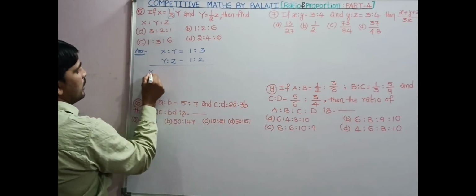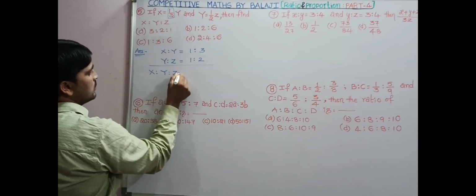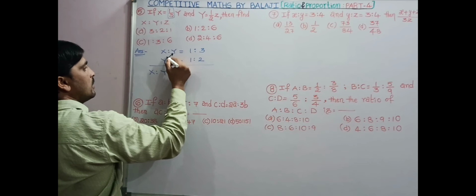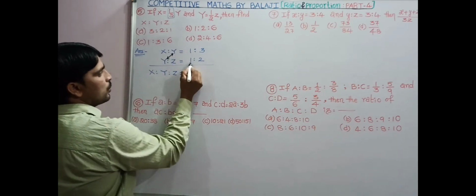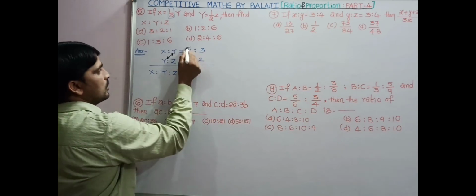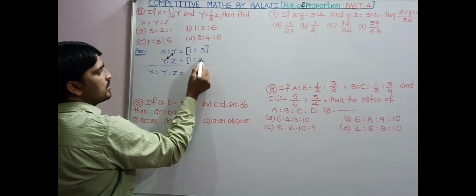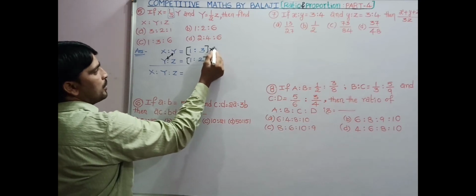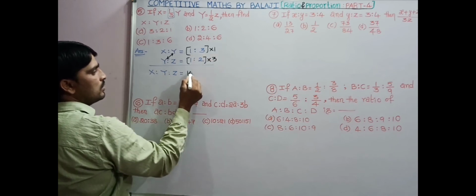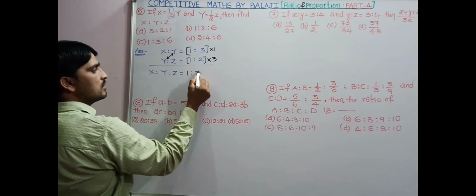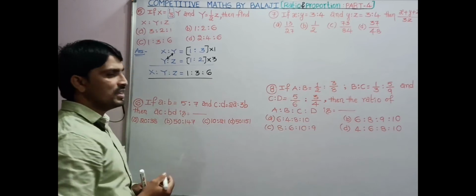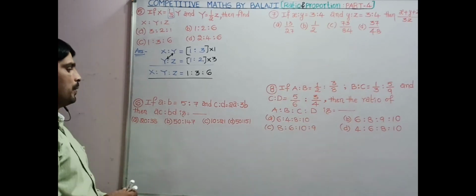We have to find x is to y is to z. But before that, we have to see whether the connecting term is equal or not. So here 1, here 3. The connecting term value in the first ratio is 3 and in the second ratio is 1. Hence both are not equal. And the LCM of 3 and 1 is 3. So to make it 3, multiply the first ratio by 1. And to make it 3, multiply the second ratio by 3. So that 1 ones are 1, 1 threes are 3, and 3 ones are 3, 3 twos are 6. x is to y is to z is 1:3:6. That is the answer.